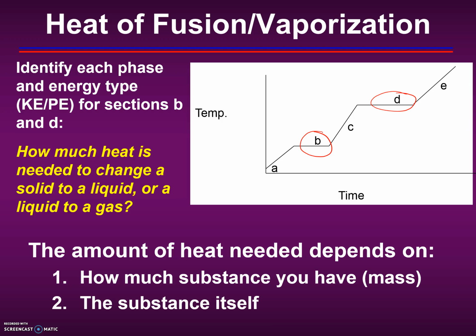It depends on what that substance's heat capacity is. And so if it doesn't take a lot of energy to change the temperature of that substance, then it won't be as much as something that has a higher heat of fusion or heat of vaporization. Those are constants, and those constants will be provided for you. They're not anything that you need to memorize.